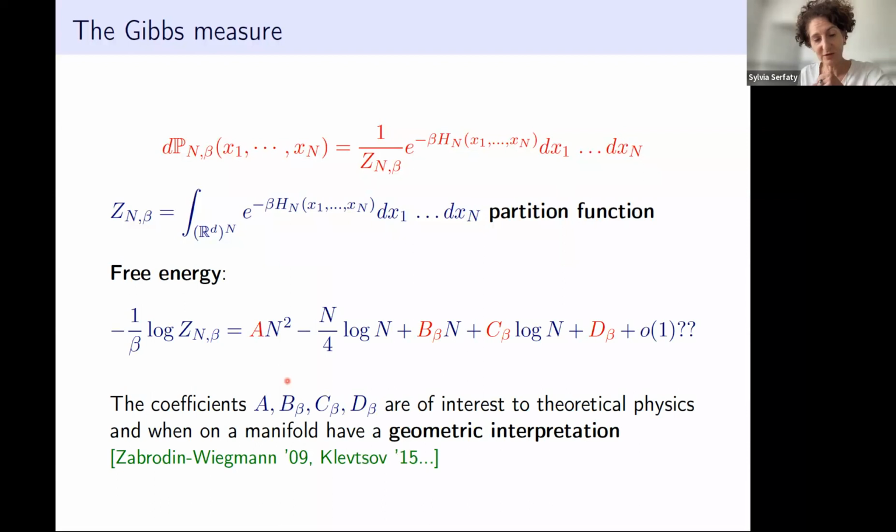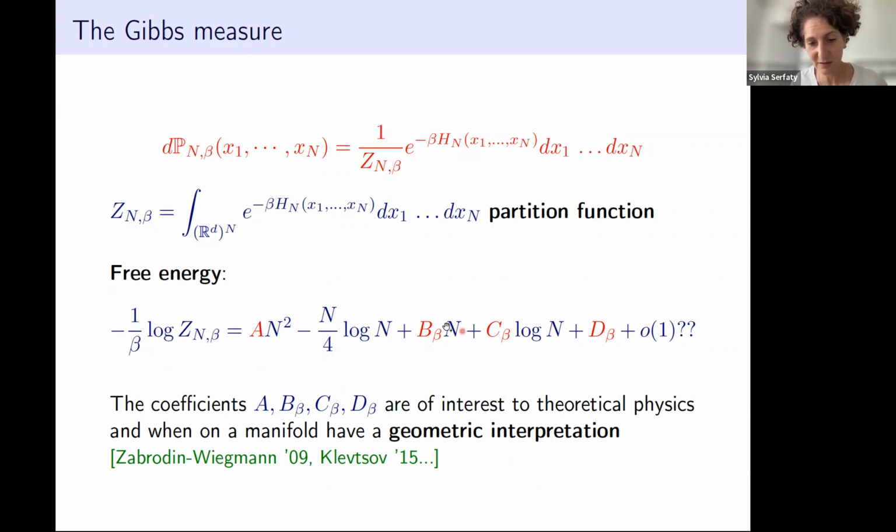Okay, there is also a question of expansion. Instead of expanding the minimal energy, this time you want to expand the free energy. The free energy is what you obtain when you take the log of Z and divide by minus beta. So it's a sort of average energy somehow. In physics, it's called the free energy.